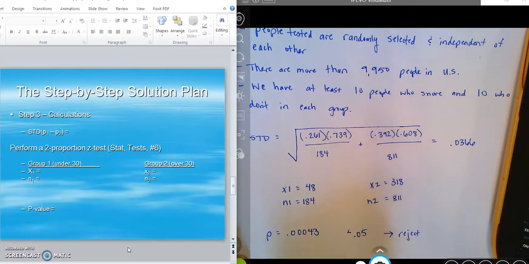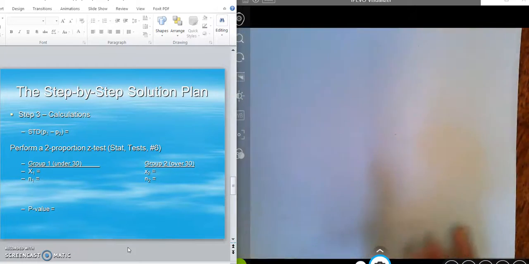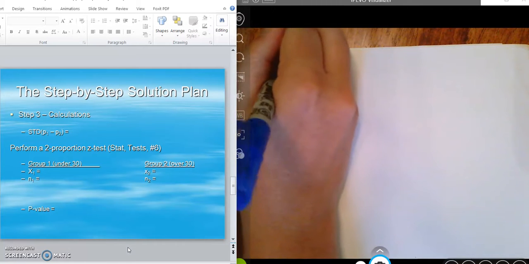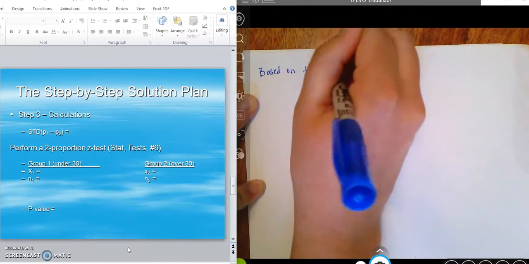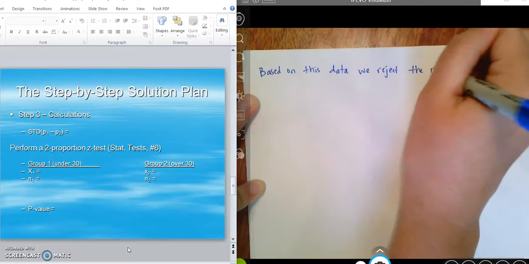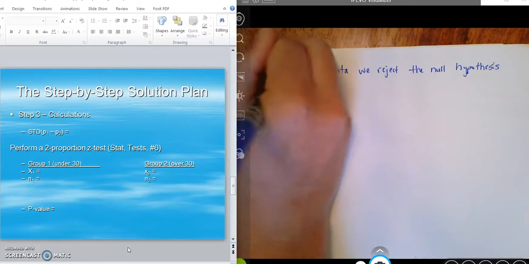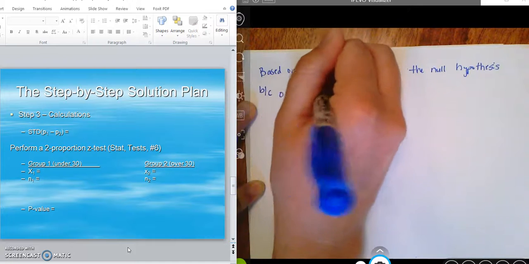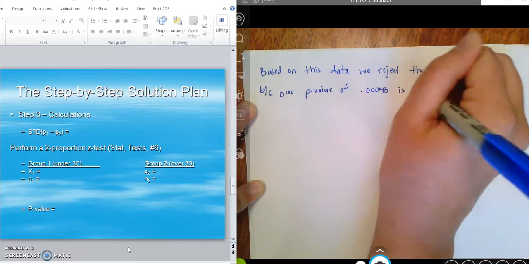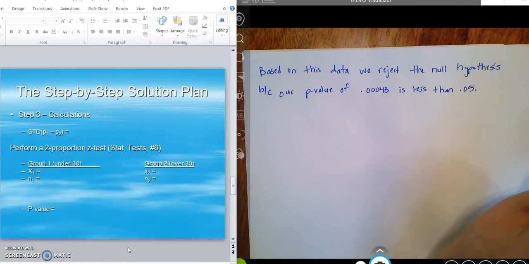Okay? Now, just writing this is not enough. You need to write that sentence, so let's get that going. I need another sheet of paper. We would say, based on this data, we reject the null hypothesis because our p-value of 0.00043 is less than 0.05.